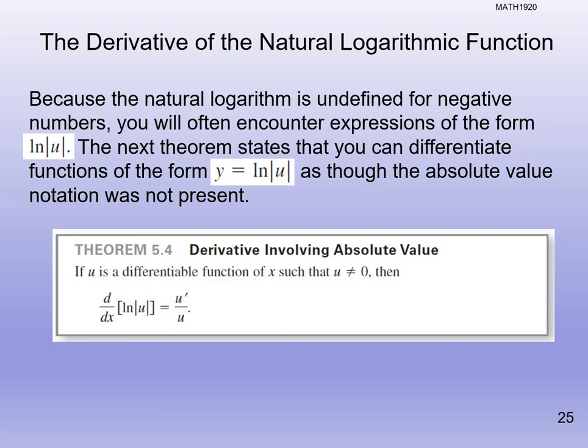Okay, next, we want to be able to find the derivative involving the absolute value function. So this is theorem 5.4. If u is a differentiable function of x such that u is not equal to 0, then we can say the derivative of the natural log of the absolute value of u is equal to u prime over u. So nothing changes here, because we're really only talking about the positive values anyway when we do this, since we're dealing with natural log. So it works out really well.